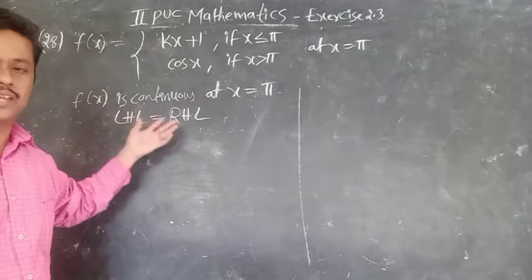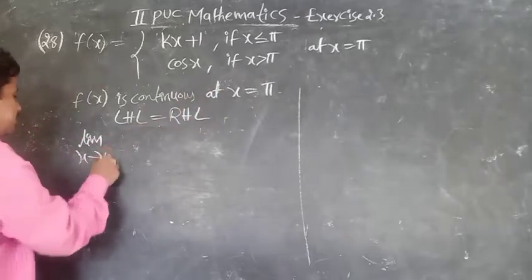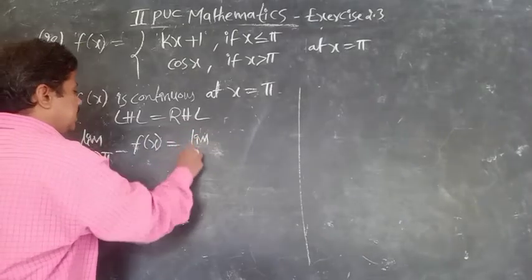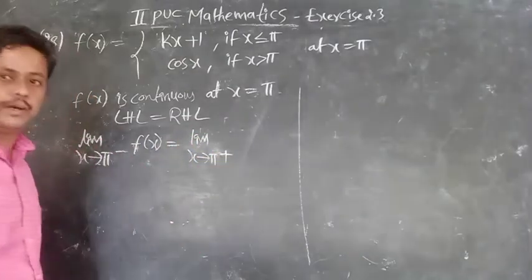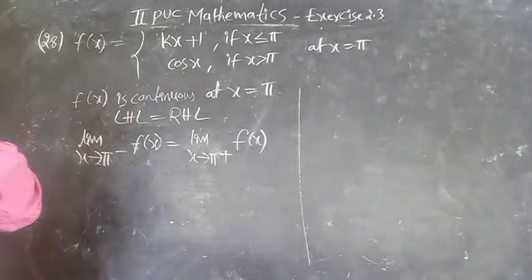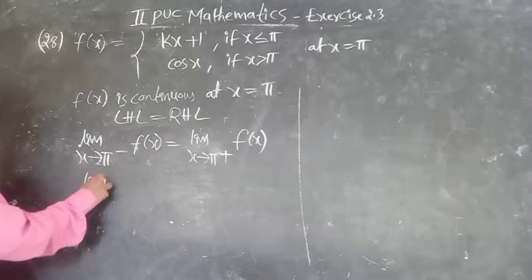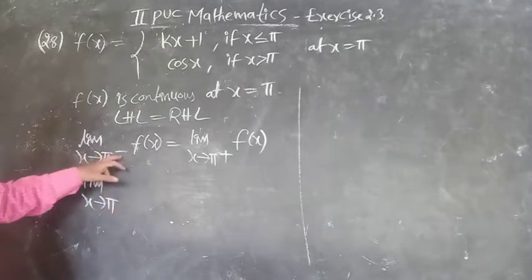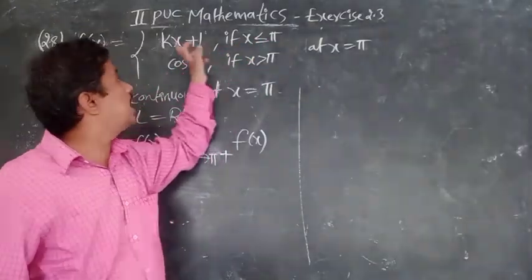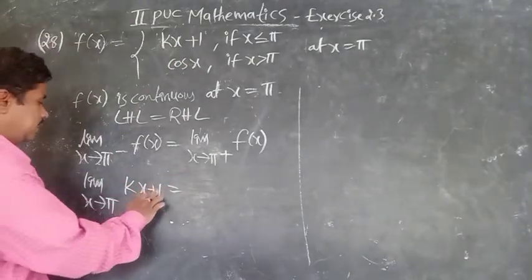So two values are enough. Tell me, limit x tends to pi minus f of x is equal to limit x tends to pi plus f of x. Substitute the f of x function. Limit x tends to pi minus. What is the meaning of pi minus? Less than pi, x less than pi. So you have to use this function, kx plus 1.